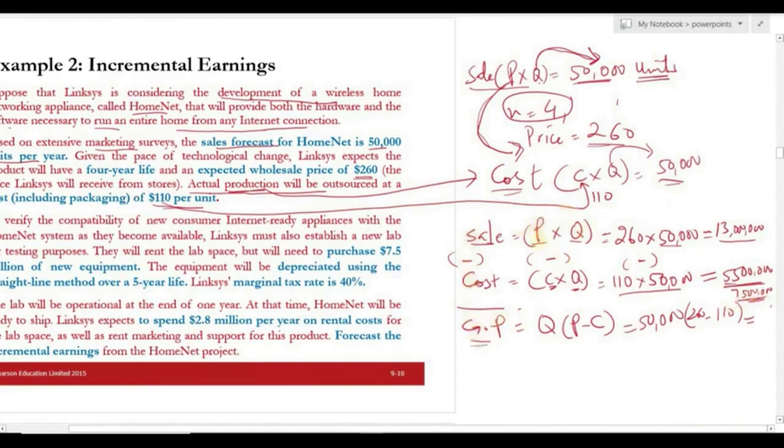I can also write it like that, because quantity is equal in both cases, so I can take it common and write P minus C. So that is price minus cost, the gross margin of every unit, multiplied by the number of units, and you will get the gross profit. So that is equal to 50,000 times 260 minus 110, and the answer would be the same, 7,500,000. So you can also write the gross profit margin as P minus C, and multiply it with quantity to get the total gross profit.